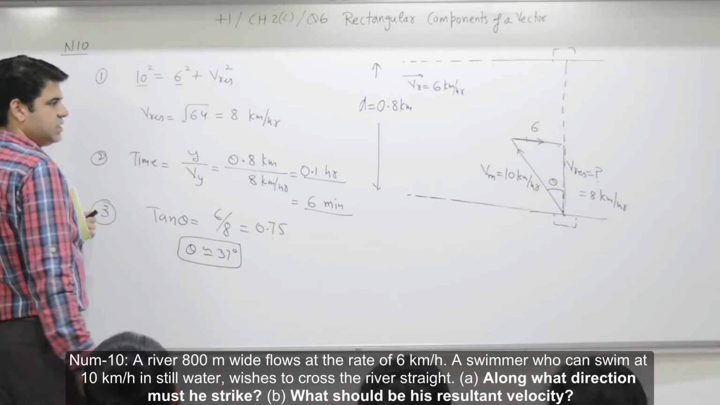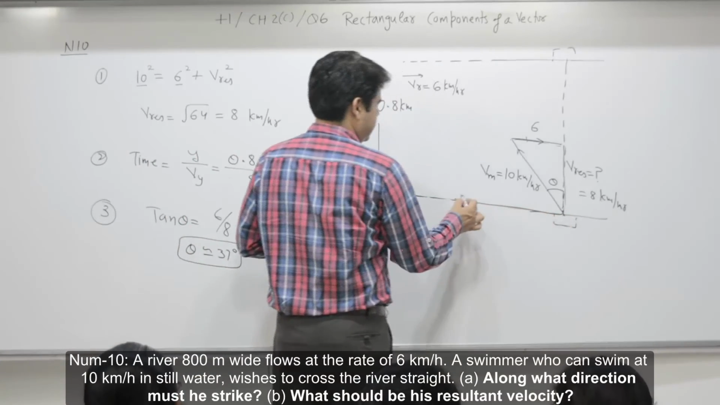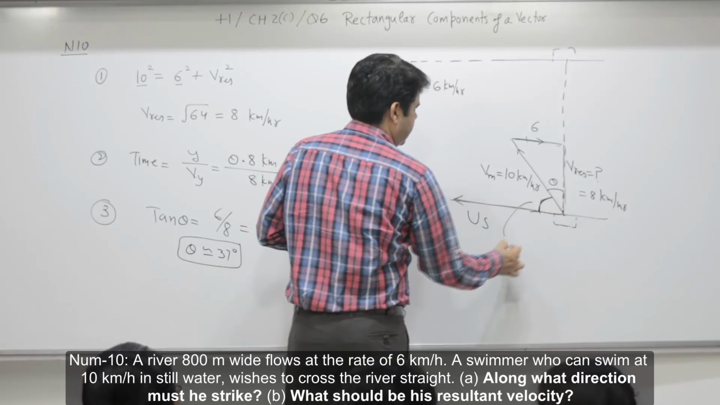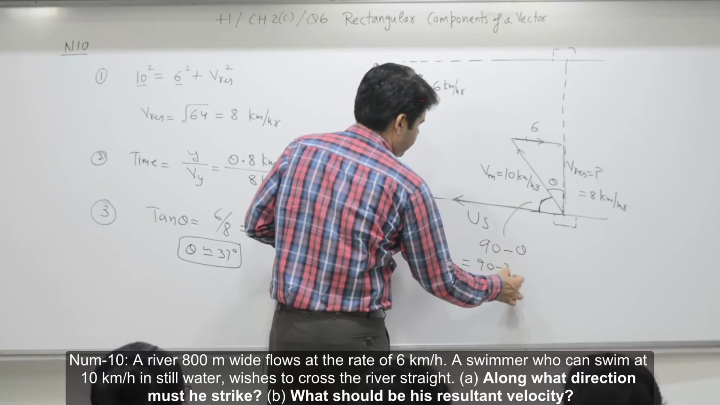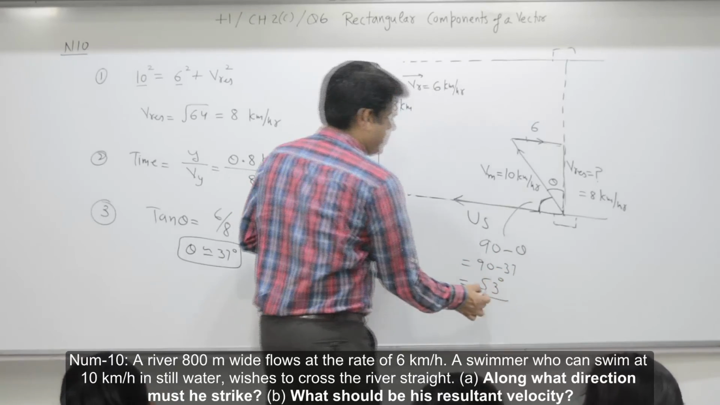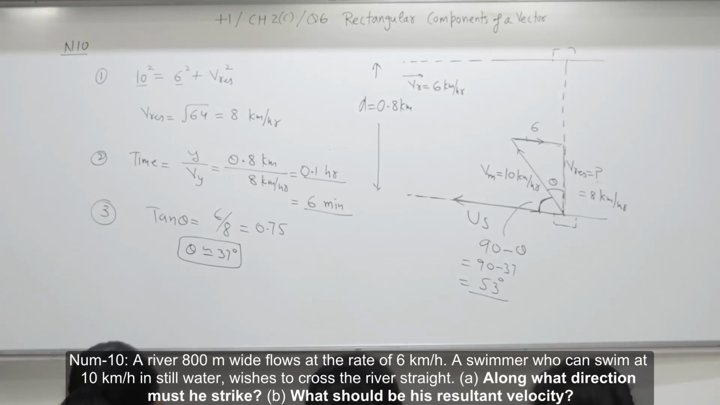This theta is 37. What is the angle with the upstream? Yes. This angle is what? 90 minus theta. 90 minus 37 is equal to 53. Angle with the upstream. 1 minute to complete.